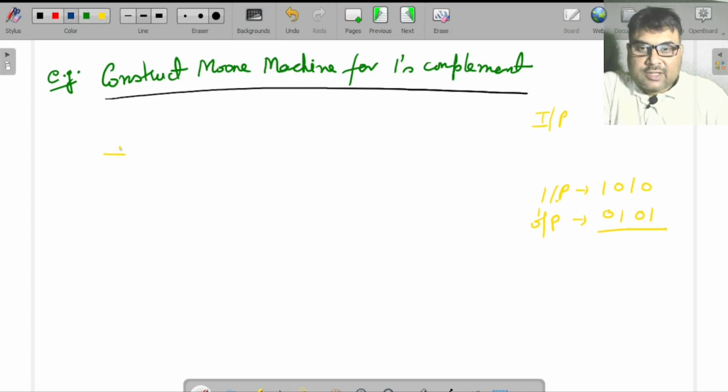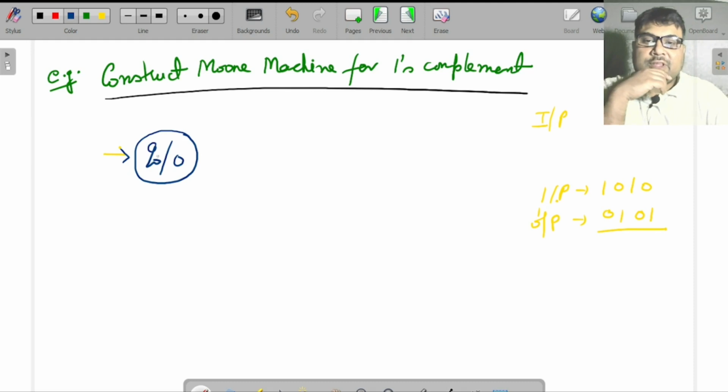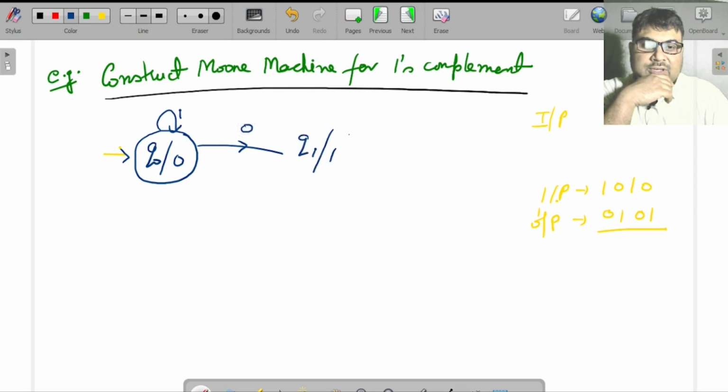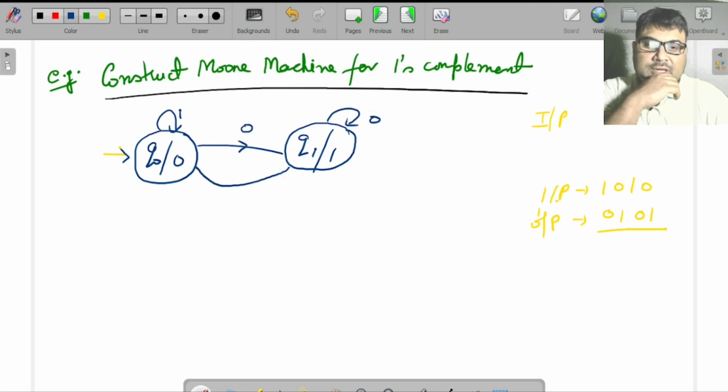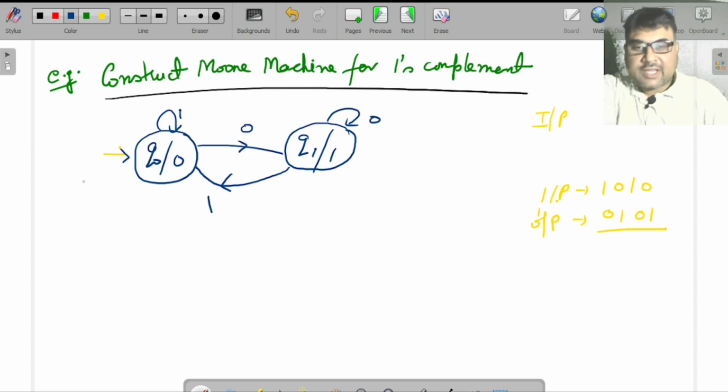Suppose you are at the state Q naught, and let me begin with the 0 because it will be the most significant bit. If you give the input 1, the output will be 0. If you give the input 0, you reach another state, and the output should be 1. If you continue with 0 here, and if again you somehow get 1, the output should change. So this is a one's complement.